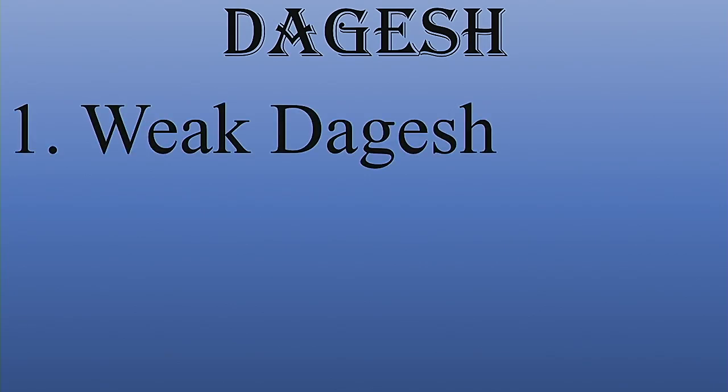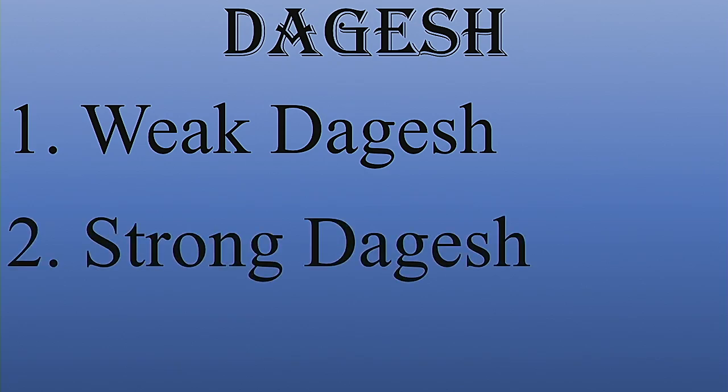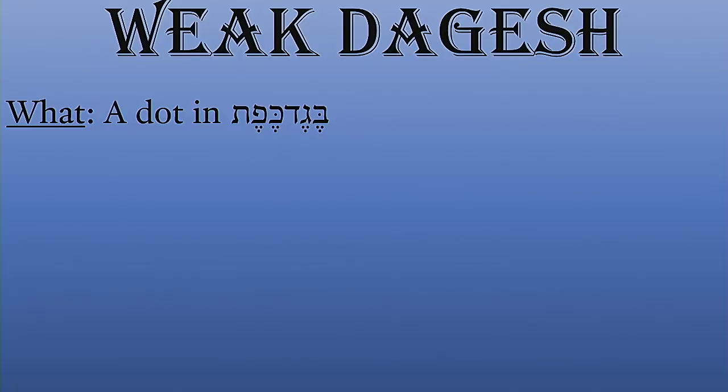When we look at these dageshes, we see that there are two types. There is the weak dagesh and there is the strong dagesh. And we want to start by looking at the weak dagesh first. When we look at the weak dagesh, the first thing we want to ask is, what is it? Well, it is a dot, just like we've said in the past. And in this case, it's a dot that appears in the letters bet, gimel, dalet, kaf, pei, and tav.